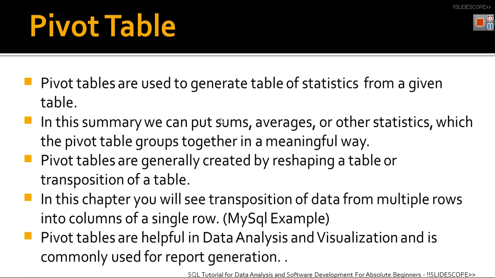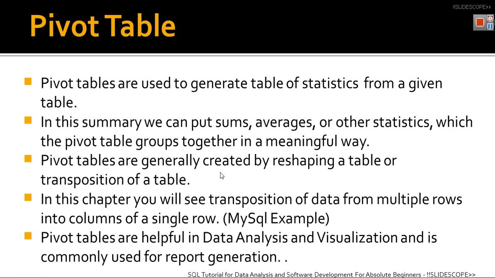So these pivot tables are used to generate a summary from a given table, and in this summary we can put sums, averages or other statistics. We can use aggregate functions like sum, average, count, minimum, maximum, etc., which the pivot table groups together in a meaningful way. Next thing is, pivot tables are generally created by reshaping a table or transposition of a table.